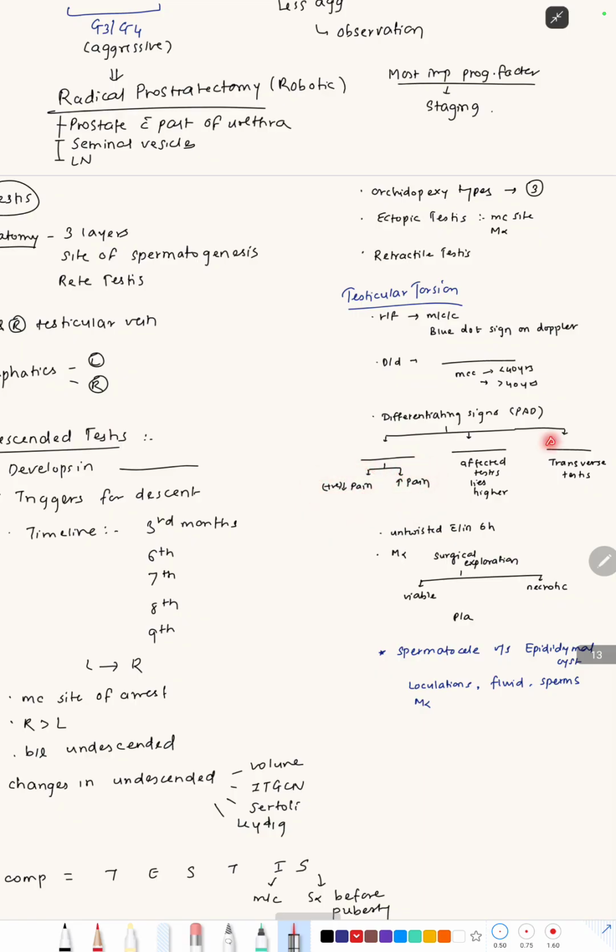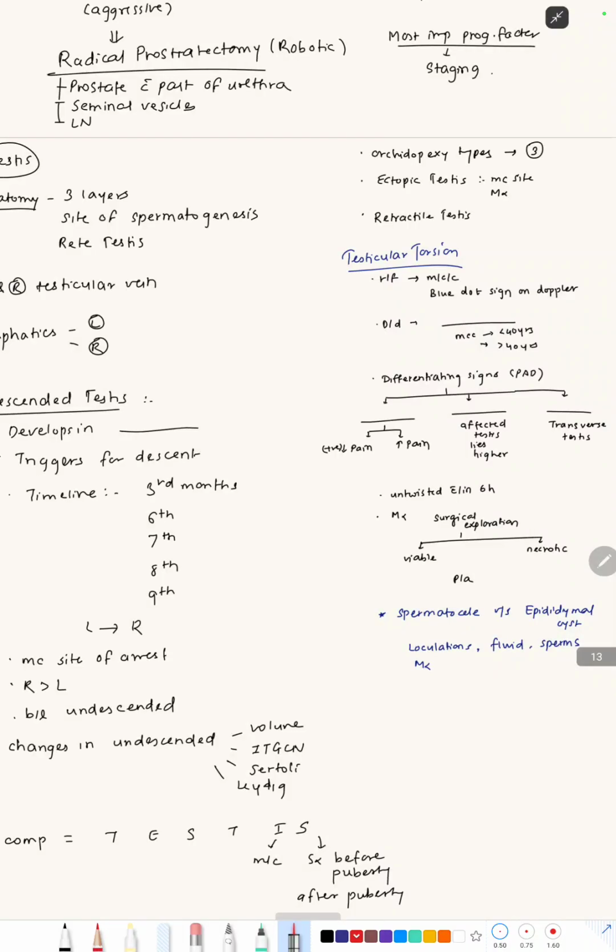Then the next is the Angell sign. In the Angell sign, the testes lie transversely. And then the last is the Deming sign. In the Deming sign, the affected testis lies higher. Untwisting of the testis should happen within 6 hours. Very important, a 720-degree torsion has worse effects than a less than 360-degree torsion.